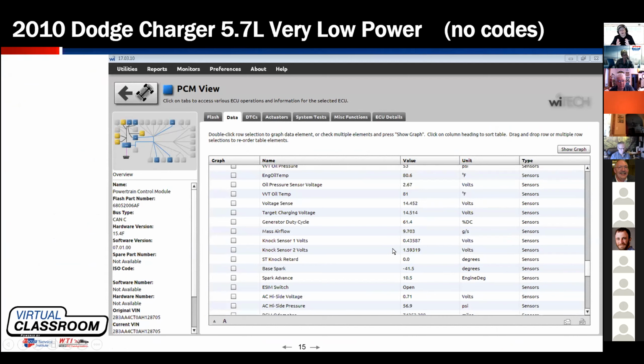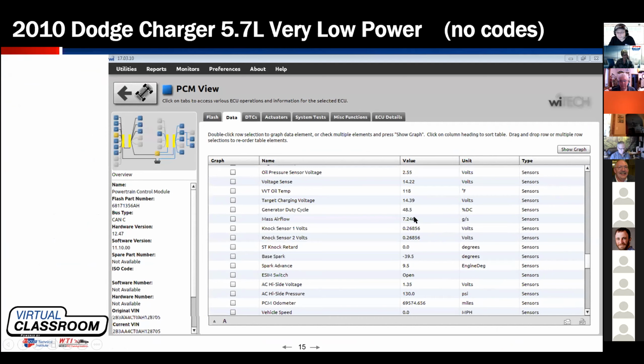And of course, my thoughts are simply that. I'm like, look, maybe you do have bad knock sensor data. After all, we shouldn't be seeing hardly anything. So what do I do? I go unplug the knock sensors. The kicker about this car is that by unplugging the knock sensors, my voltages stayed the same at the PCM.